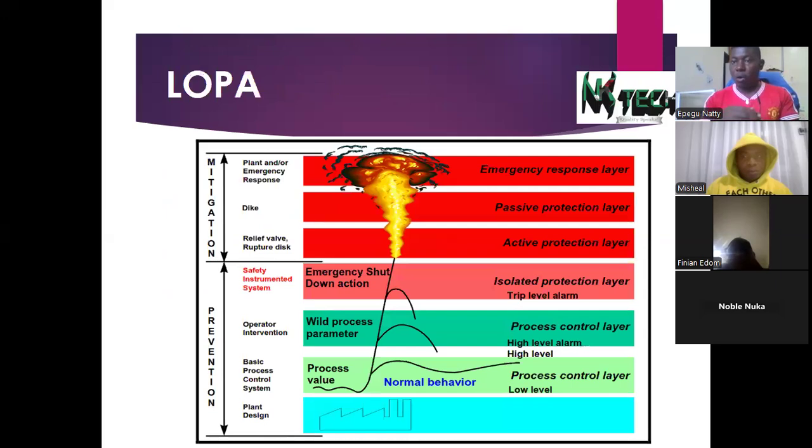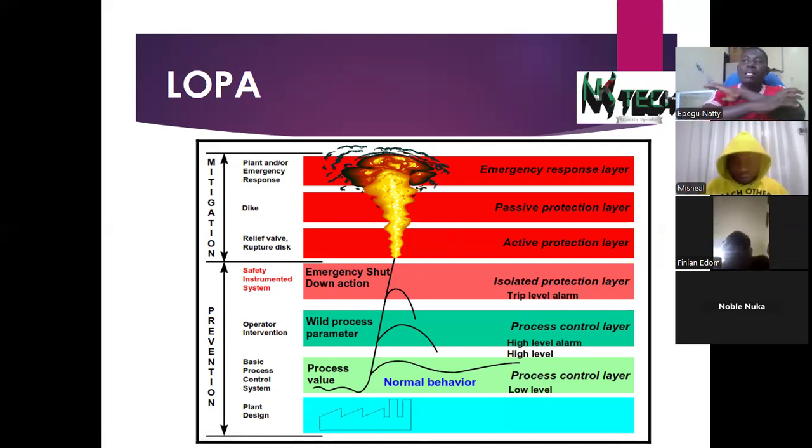All right, so we have what we call LOPA. I believe you can relate. Like I mentioned earlier, we have various layers of protection in a plant, various things that tend to protect the plant from exploding. As you can see in the image, you see this explosion at the top. So if all the layers from down to the top are not functioning properly, you are going to have this explosion. And the last line of defense is your emergency response.